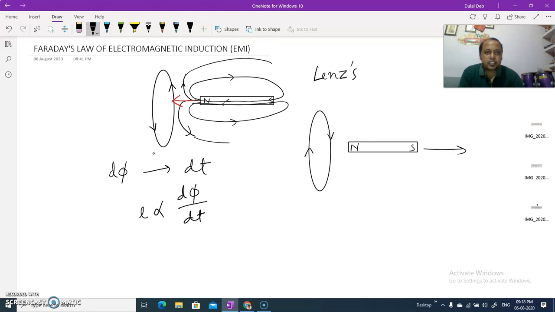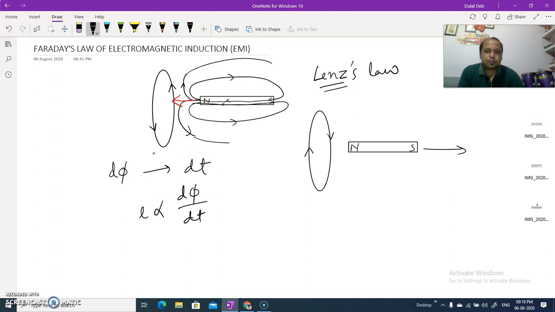L-E-N-Z, Lenz's law. What Lenz suggested here is the direction of induced EMF or the direction of current. The direction of current induced in the coil will be such that it opposes the cause which produces it.